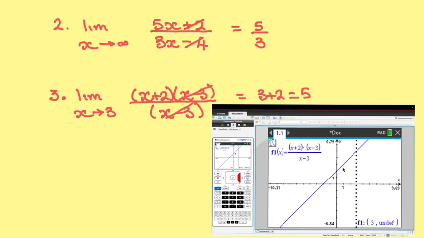But when I hit 3, the graph is undefined, and that is because if we substitute x equals 3 into that function, we will be dividing by 0, which we cannot do. If we go above 3, we get 3.3 is equal to 5.3, 3.6 is equal to 5.6, come back to 3, and it's still undefined, and that's because we cannot divide by 0.